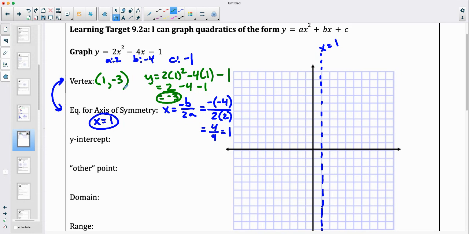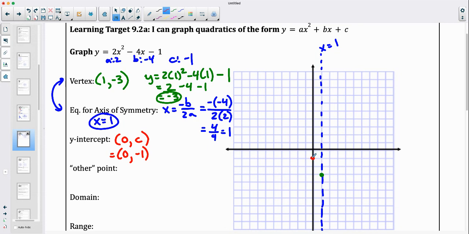So on that blue dashed line, I'm going to go 3 down and put a dot. That's my vertex. From there, I know the graph is going to open up and be a little bit skinny since we have a positive a term. Now, the y-intercept is a nice one to plug in. If you plug in 0 to any quadratic equation, you're going to get out whatever the c term is. So for this one, that's 0, comma, negative 1.